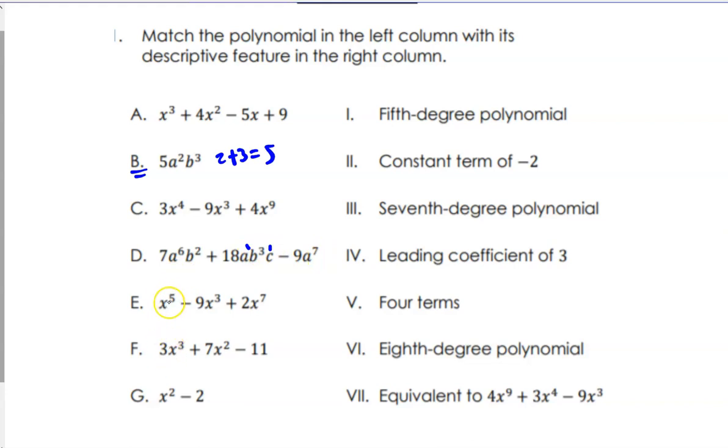This has an exponent of 5, but the degree of this polynomial is going to be 7 because 7 was higher. So this is not a 5th degree polynomial. This is actually a 7th degree polynomial. F goes 3, 2, and then nothing, and then 2. Yeah, so it looks like B is going to be our matching for 1. So B and 1 match together.